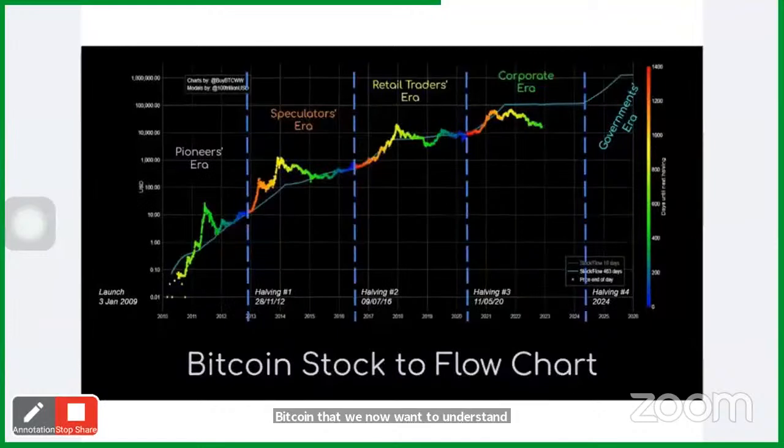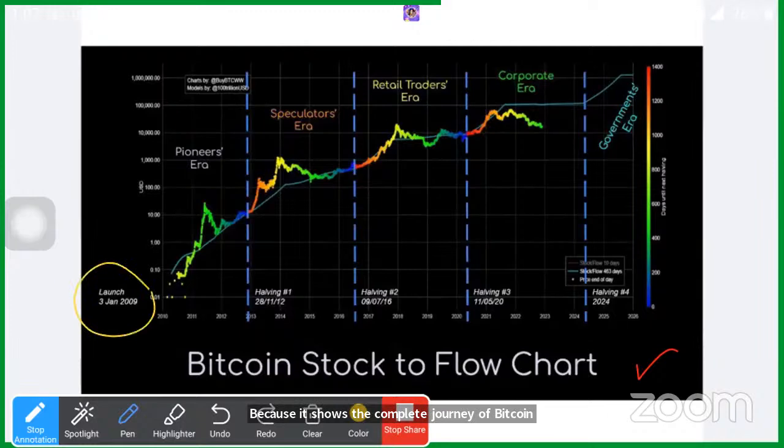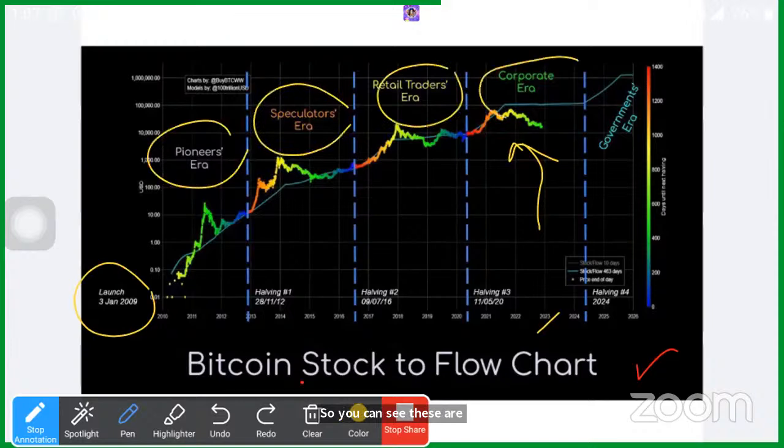So let us start an analysis of this chart, the most important chart in the history of Bitcoin, called the Bitcoin stock to flow chart, because it shows the complete journey of Bitcoin from the day it started in the year 2009, and we are here today in the year 2023. So you can see these are different eras, and all the eras are divided in 4 years.